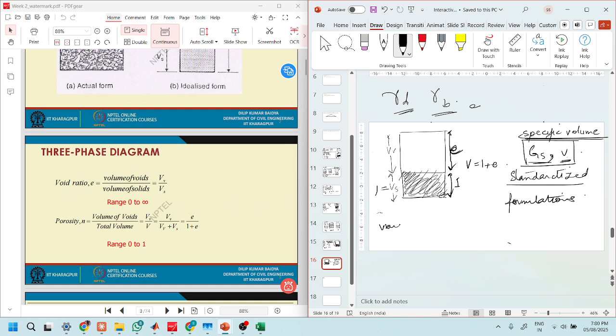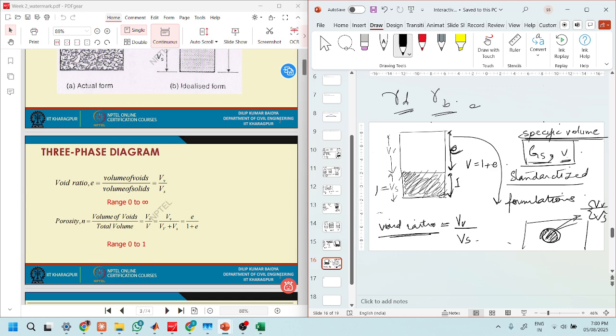Void ratio in itself should tell you what it is trying to say: in your REV output, if you take a unit sample of soil, how much volume is voids and how much is solids. So void ratio will be volume of voids by volume of solids. It is not total volume. Total volume is porosity, as you could say there.